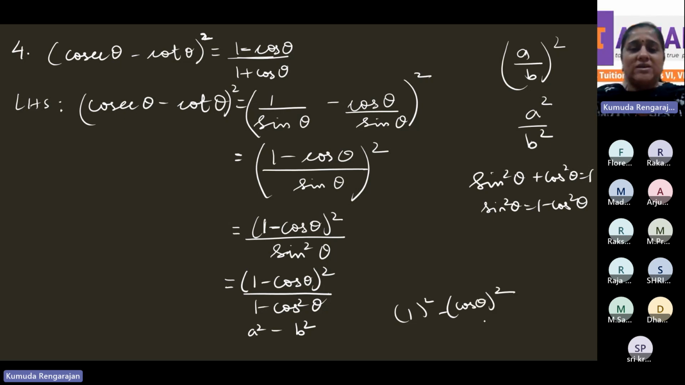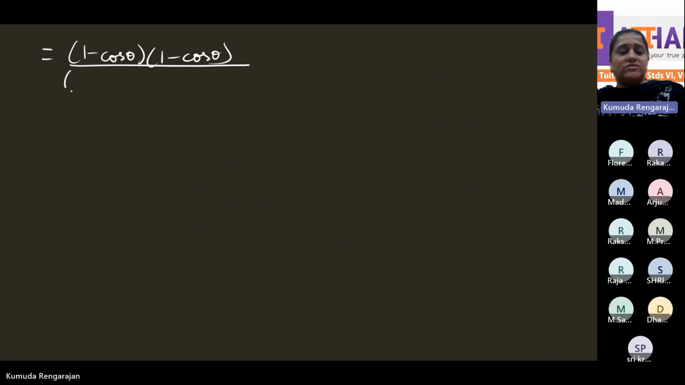You don't have to write these steps, children. Don't think I'm avoiding a few steps. This is enough. Whatever I present here is enough. You don't have to show these steps, but you need to understand this in your mind. 1 square minus cos theta the whole square. So a square minus b square is a plus b into a minus b: 1 plus cos theta into 1 minus cos theta.